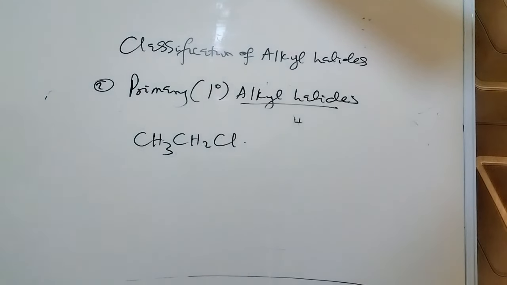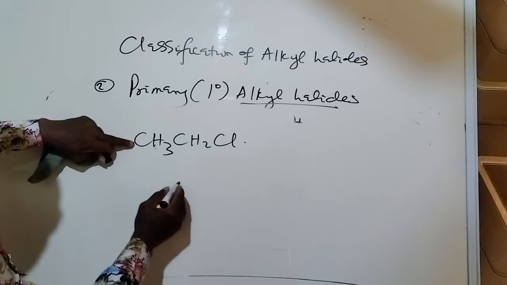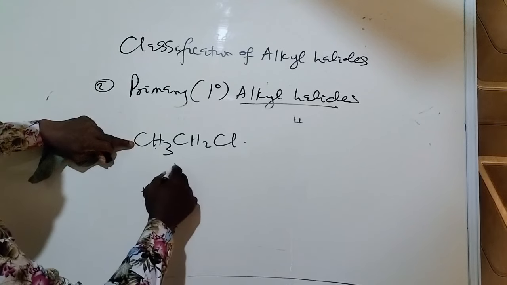This is a primary haloalkane. So let's find out why it's called primary haloalkane. Open the structure. The first carbon, you write it out. Bond to hydrogen, you show the single bond to the hydrogen atom. That is H, H, H.